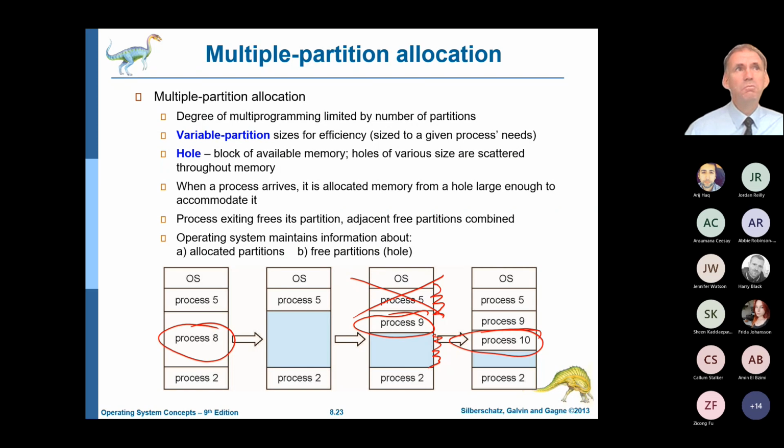Maybe, what could we do? We could take all the processes and move them all to the start of memory and make the hole as big as possible. So we could start shuffling things about. What would be the downside of doing that?